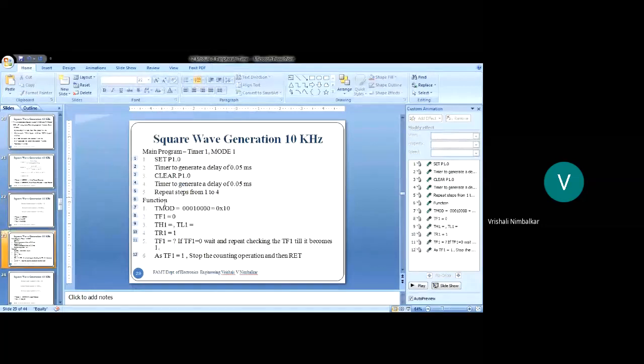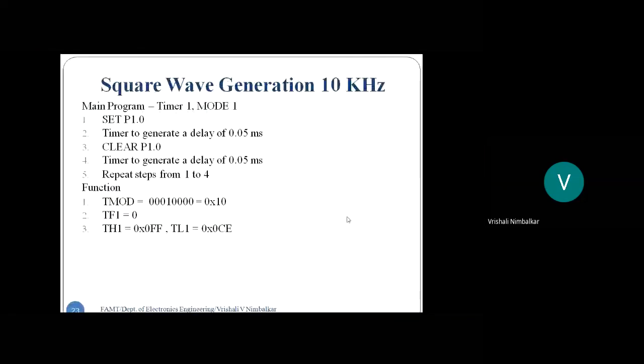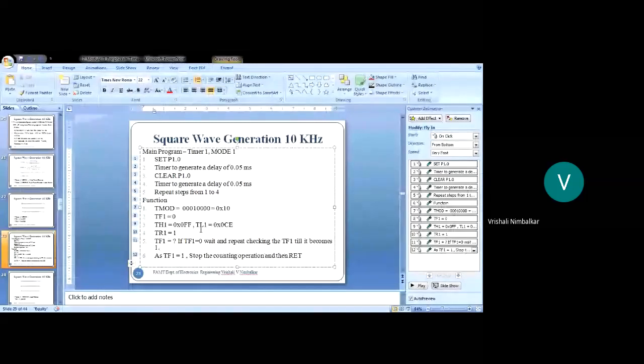FFCE. So in the TH1 register, we will be loading FF, and in the lower register, we will be loading CE. FFCE was the count calculation, correct? So the count is loaded in the higher and the lower registers. What next? We will start the timer.